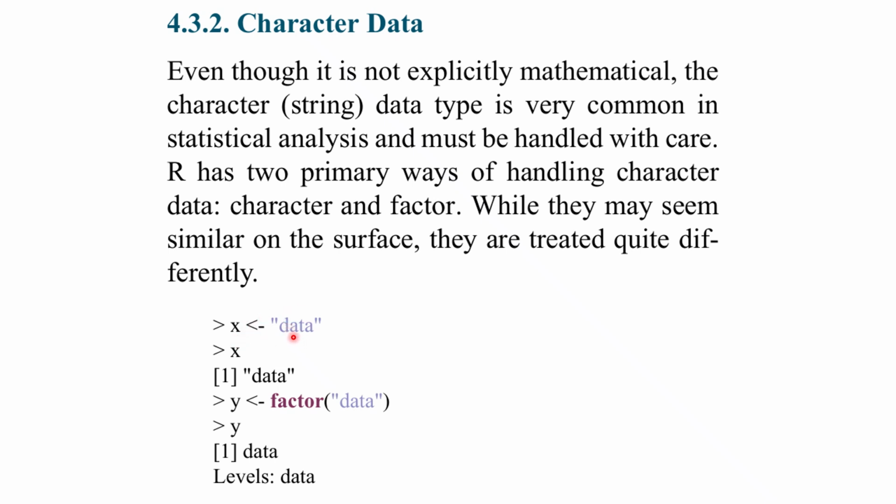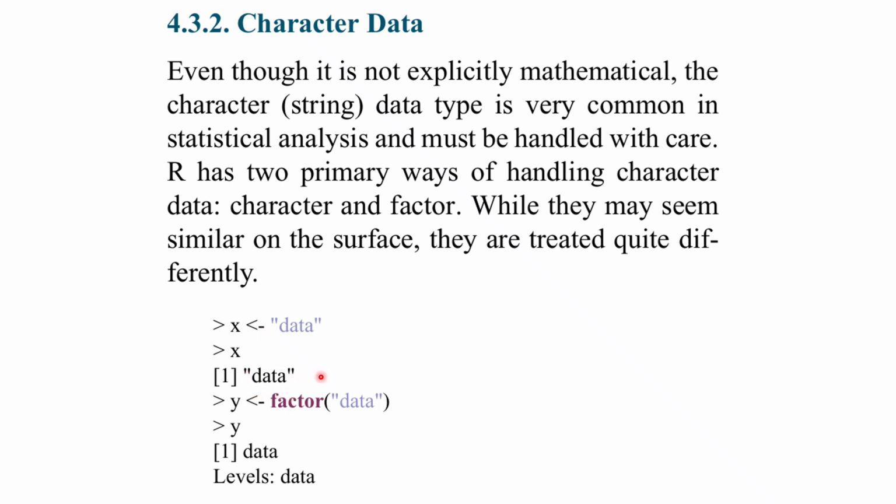So data here, X is assigned 2, which means X is a numeric value. X is assigned with data, which means it is a character value. So the variable itself decides the type of the data. So data is a character type. If you type X, we get the data as the value of the variable.